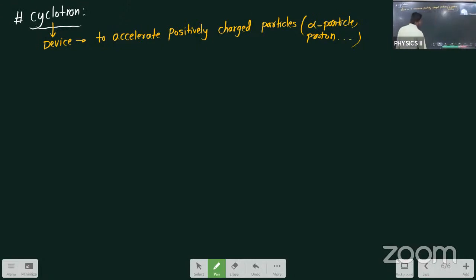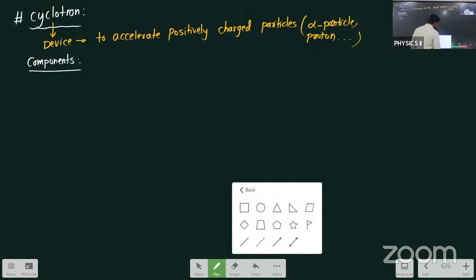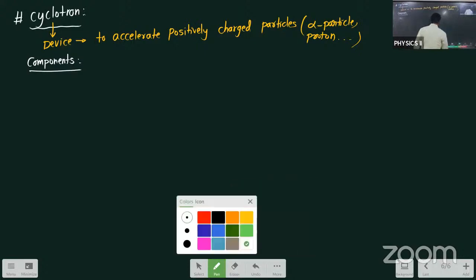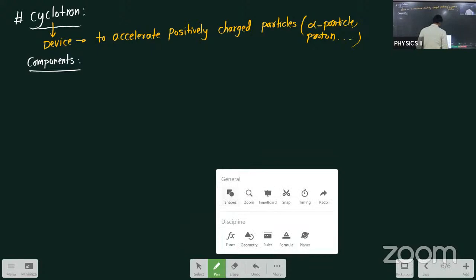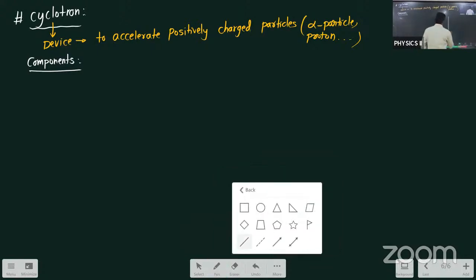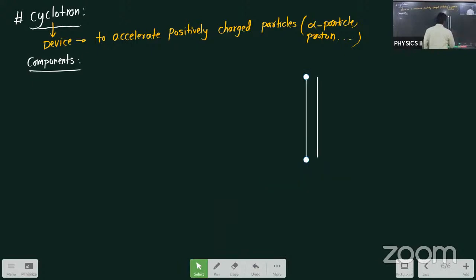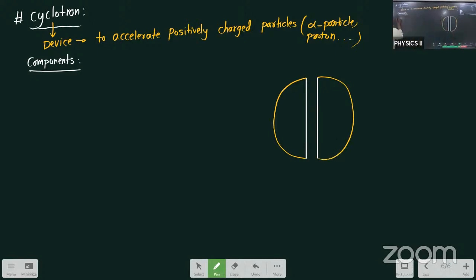So let us see the construction, or the components, of this cyclotron. See here. Cyclotron consists of two Ds, something like this. They are called Ds because they are in the shape of the letter D. So what is the first component? The first component is the Ds.